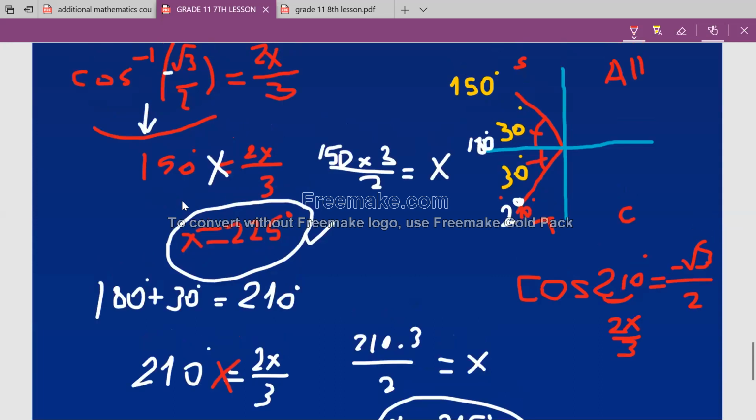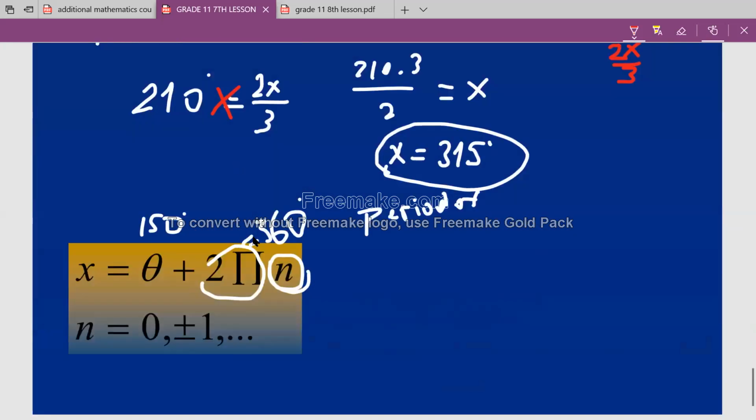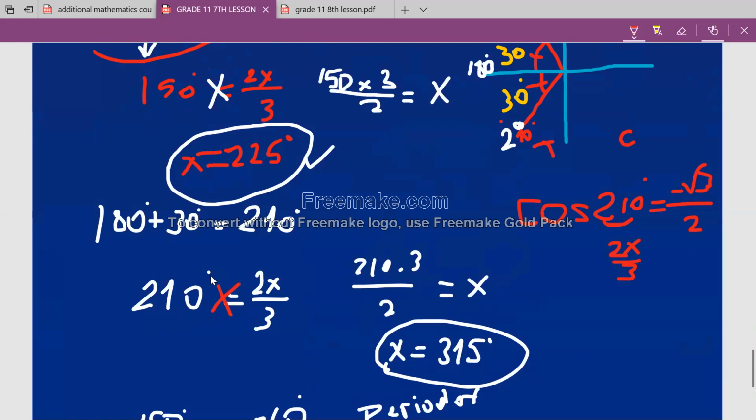In the question, the angle theta is not given as x. It's given as 2 times x over 3. So this is 210, but I want to find only x. To find x, we do cross multiplication. So 210 times 3 divided by 2 will give us x is 315 degrees. How is it now? Did you understand?